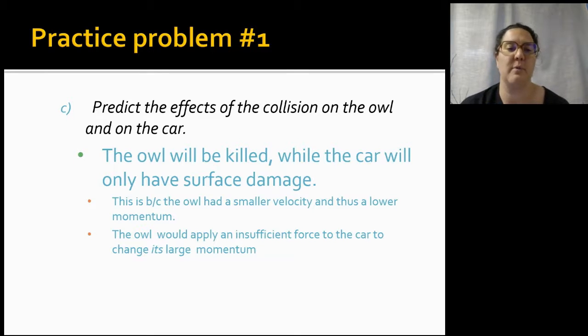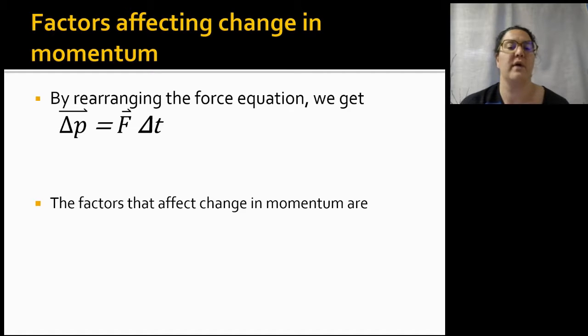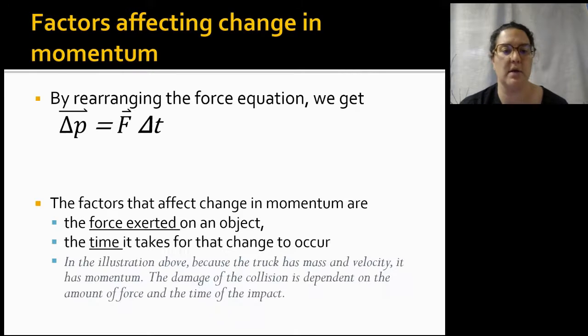So when we're looking at changing a momentum, if we rearrange the equation, we can get a change in momentum is force and the change in time. So we can change momentum by changing the force exerted on the object or changing the time it takes for that change to occur. So in the owl illustration, because the truck has a mass and velocity, it has momentum, and the damage from the collision is dependent on the amount of force and time of the impact. So the greater the force or the shorter the time that this occurs in, the greater the change in momentum.